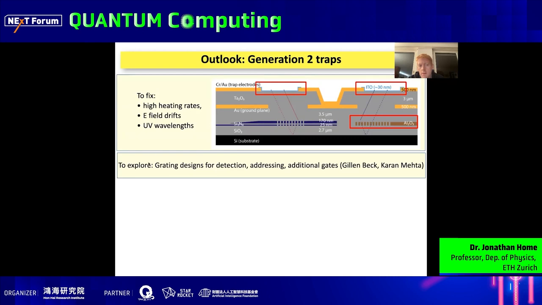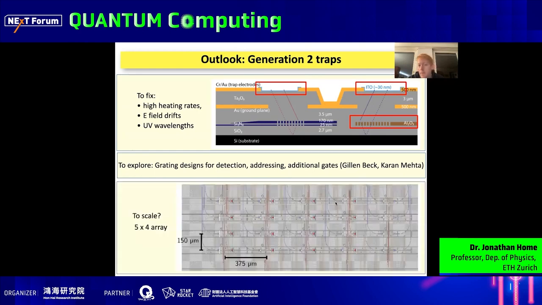We don't just want to fix things, but we want to explore new things. So we're exploring new grating designs for doing detection, addressing of ions and interesting types of gates that we'd be interested to perform. And we're also looking if we can scale. So what are the challenges to scaling? This chip here, you'll see everywhere you see something, this red dot, is a point where is actually a different zone of this trap.